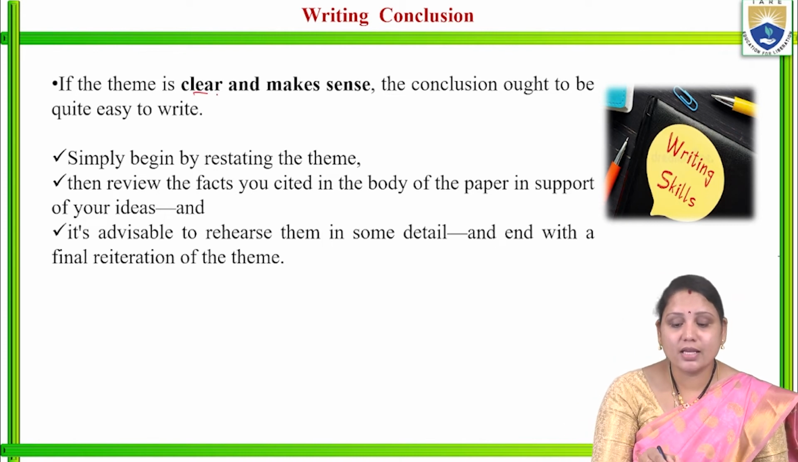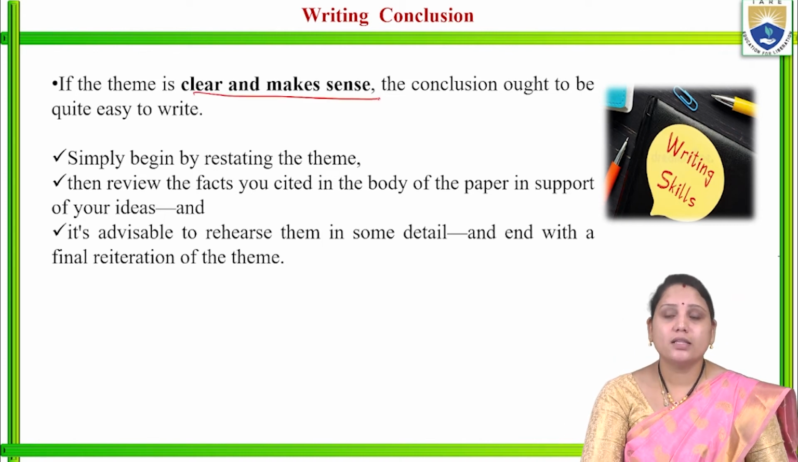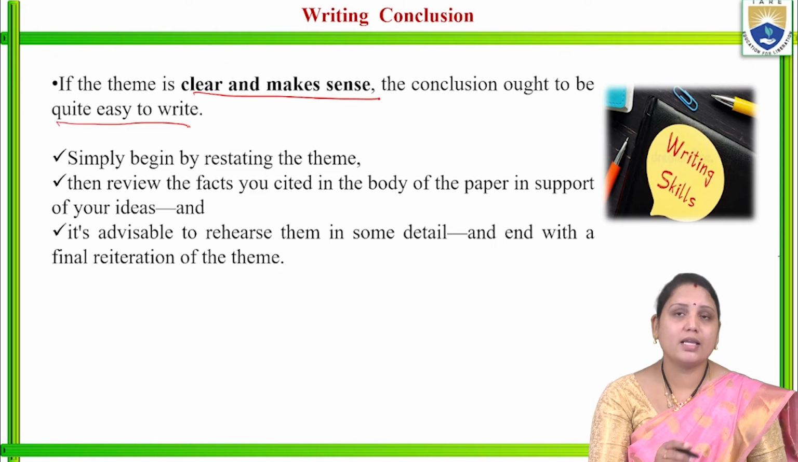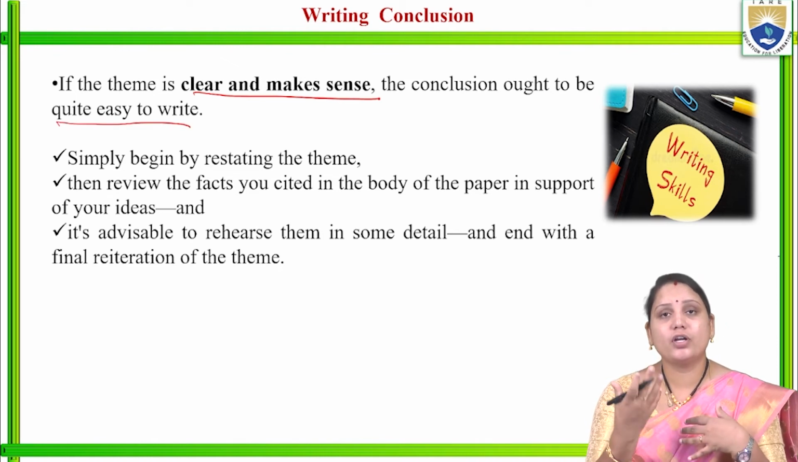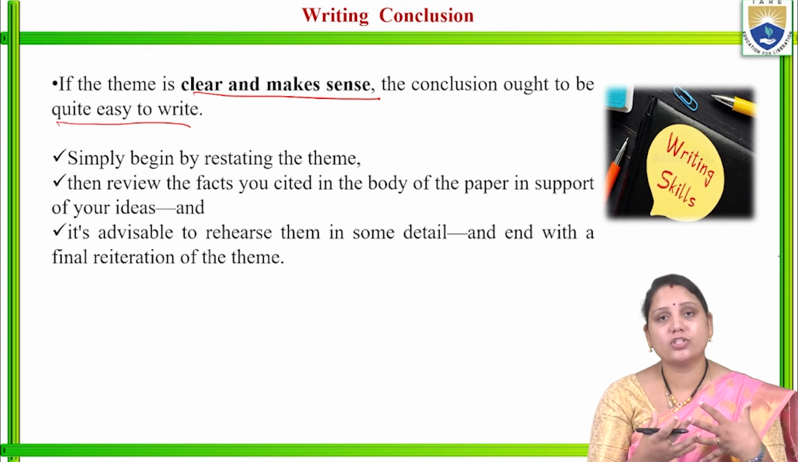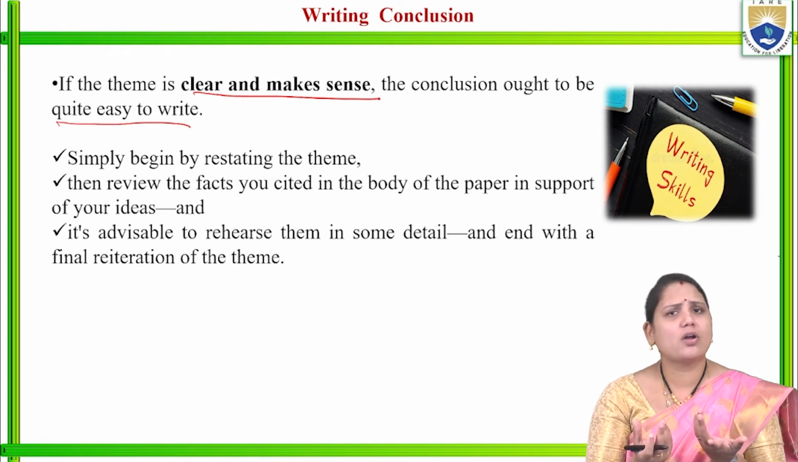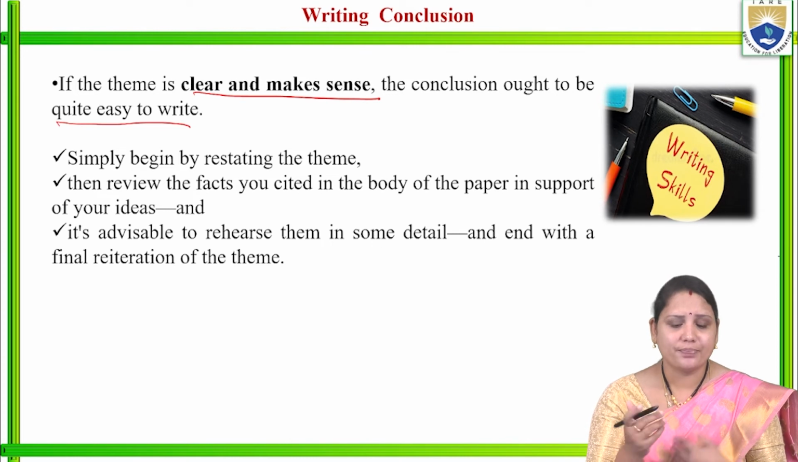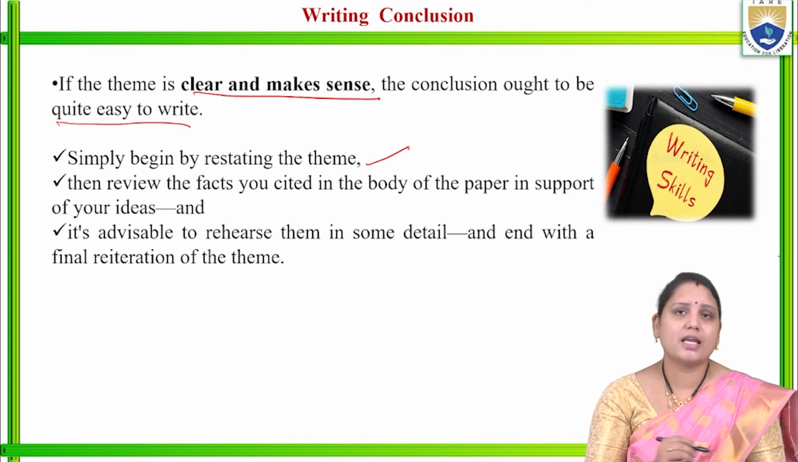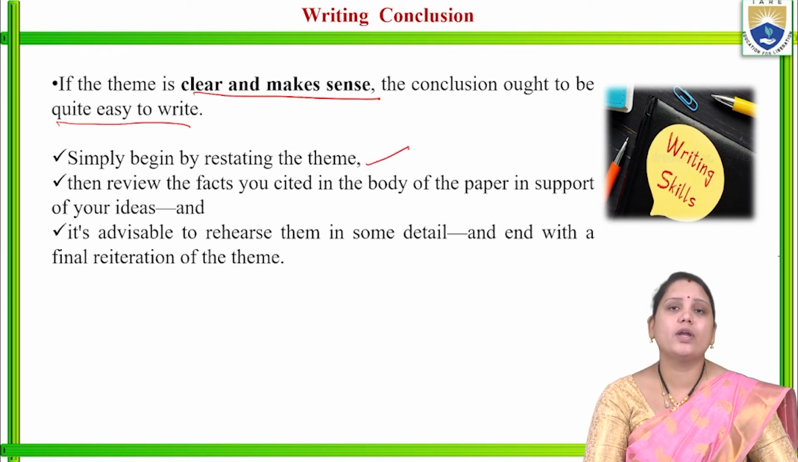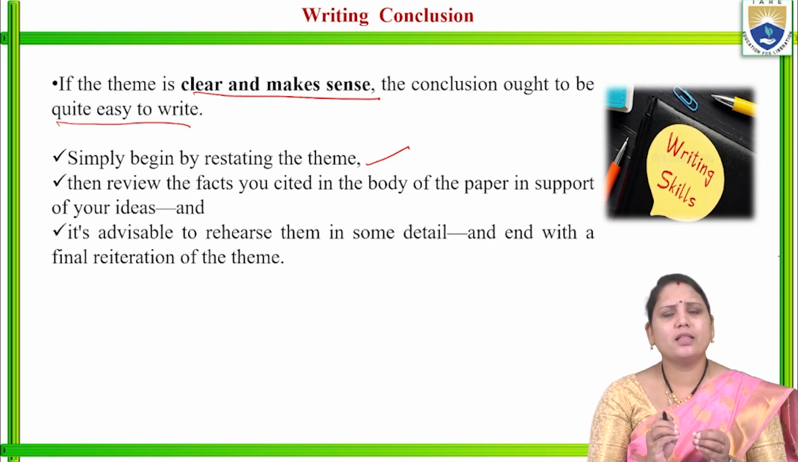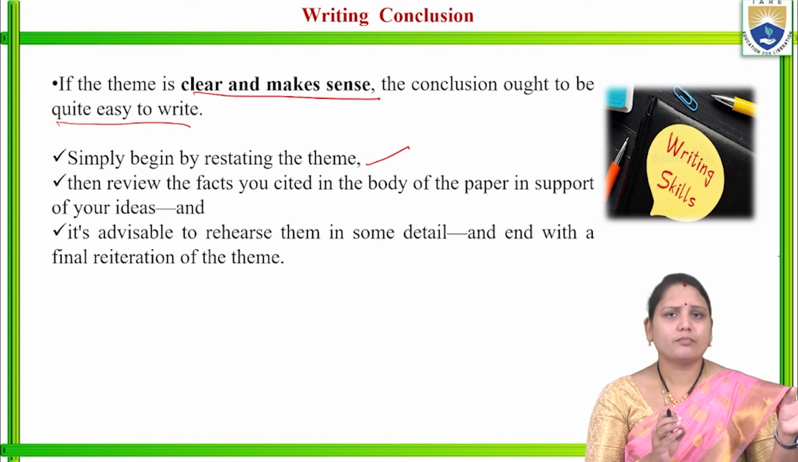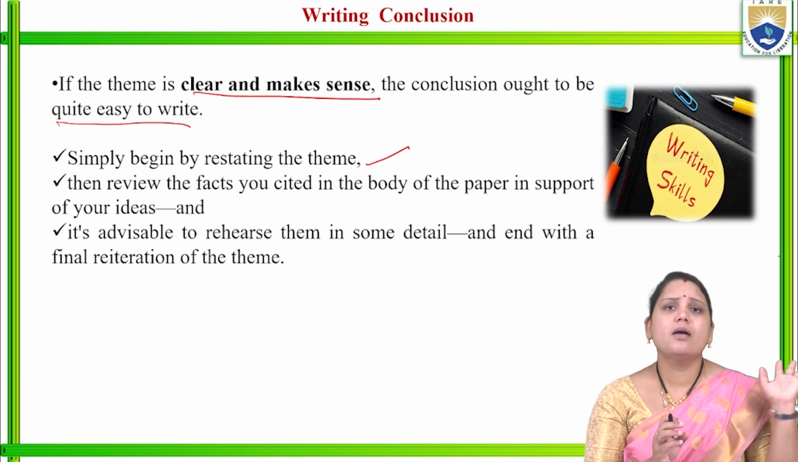If the theme is clear and makes sense, the conclusion ought to be quite easy to write. If you're clear with your introduction, if you're clear with your discussions, explanations and suggestions in the body, then your conclusion is very, very easy. Simply begin by restating the theme. What is it that you're going to include in your conclusion? Simply begin with restating the theme. What was the theme of that paper?